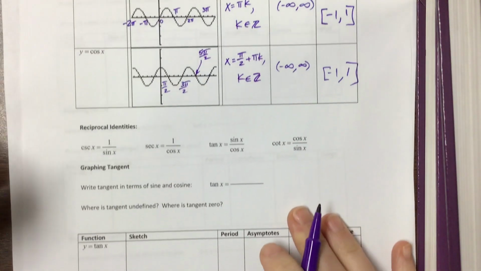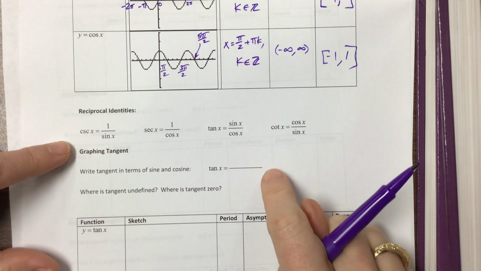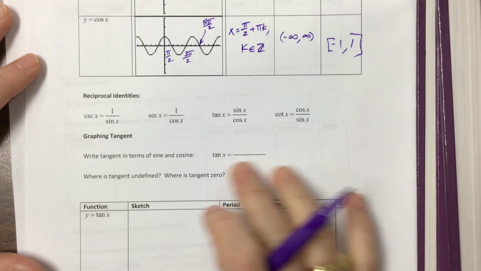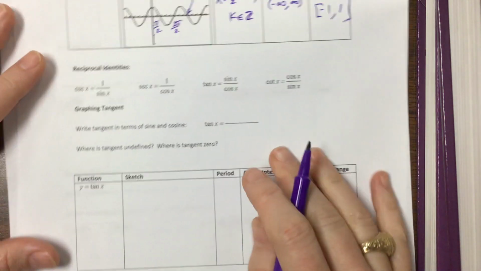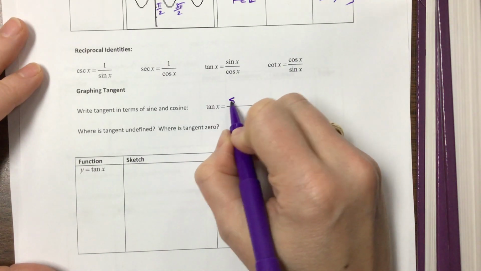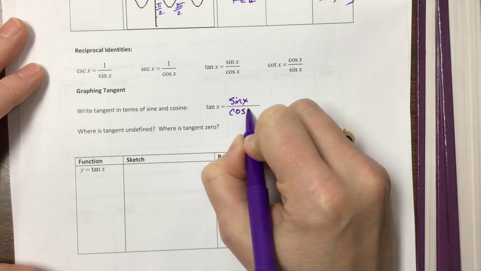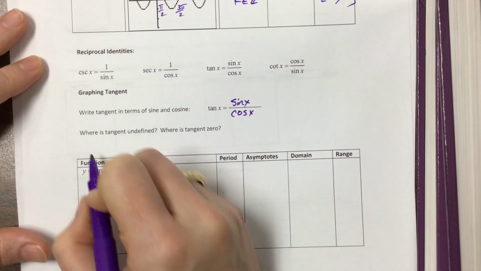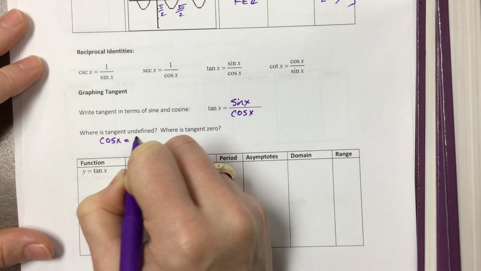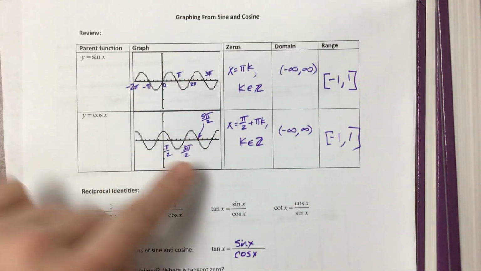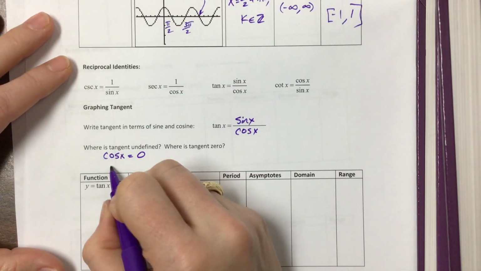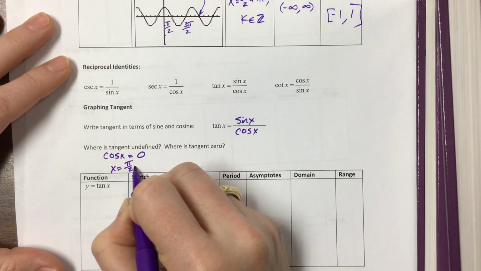So then continuing on, here were the reciprocal identities that we've talked about a little bit. Well, these are reciprocal, these are quotient, but okay, whatever. Tangent is the first one here. Tangent is equal to sine over cosine. So when is tangent undefined? It's undefined anytime cosine is equal to 0, because you're not Chuck Norris and you can't divide by 0. Cosine is equal to 0 when x is equal to pi over 2 plus pi k.